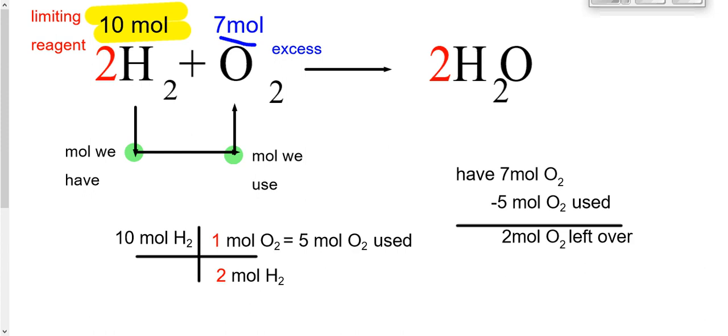If we have 7 moles of oxygen available, but only 5 moles of it get used, we'll have 2 moles of oxygen left over.